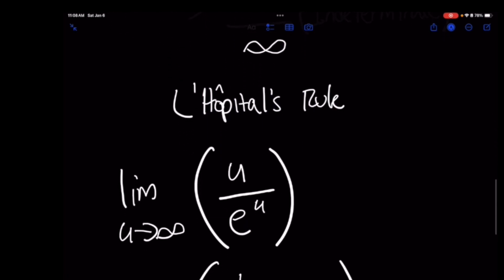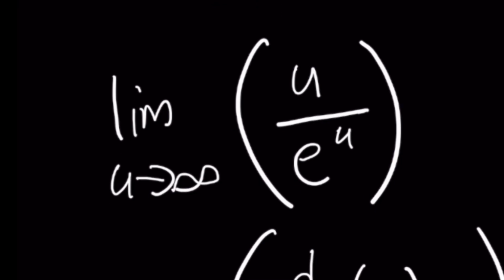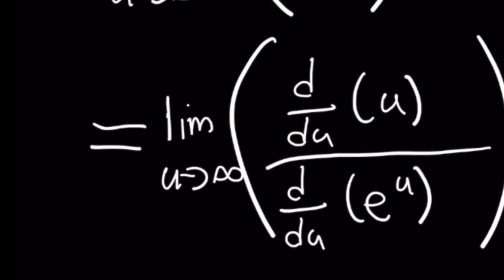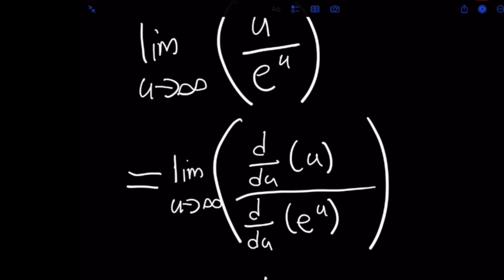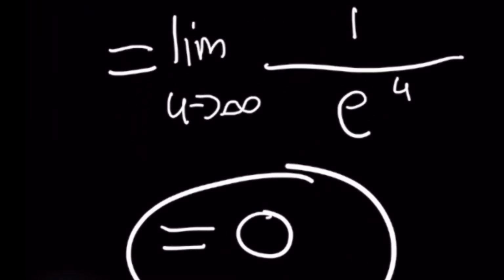What this simply says is that for an indeterminate case, when you have u over e to the u, you can rewrite this in a way where you can take the derivative of the top and the bottom and then solve that new equation. So we'll have the limit as u approaches infinity of the derivative of u with respect to u, which is 1, over the derivative of e to the u, and that's just simply e to the u. Check this out. The final equation is just 1 over e to the u, and that's an obvious answer. When you take u to infinity, the denominator just grows exponentially, and we're left with a final answer of 0.